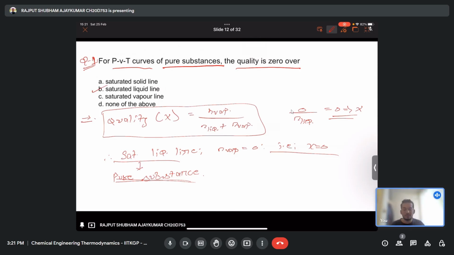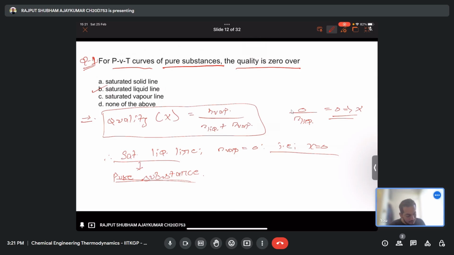So I know the formula for the quality. Now I know there are two different terms, vapor and liquid. The saturated liquid line consists of saturated liquid and saturated vapor. For the saturated liquid line, it is a pure substance, so the number of moles of vapor will be 0. So we can directly solve it, and it's just a quick 1 mark question, not more than that.